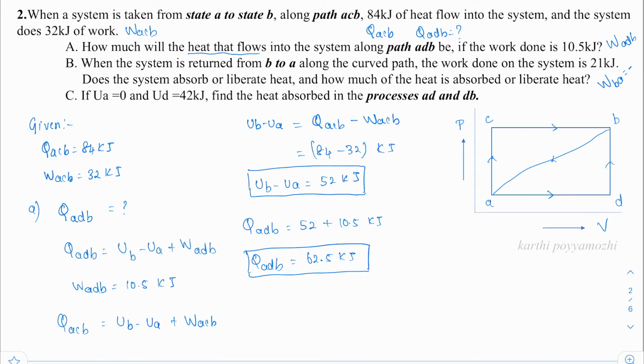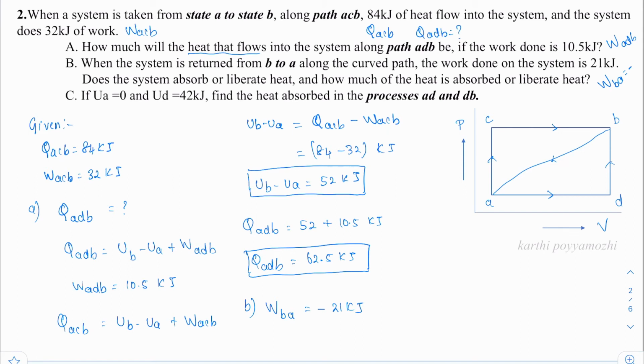And for subdivision B, when the system is taken from B to A along the curved path, the work done on the system is 21 kilojoule. That is, in this case, the work is done on the system. Therefore, for subdivision B, the work done for the process B to A is equal to minus 21 kilojoule.